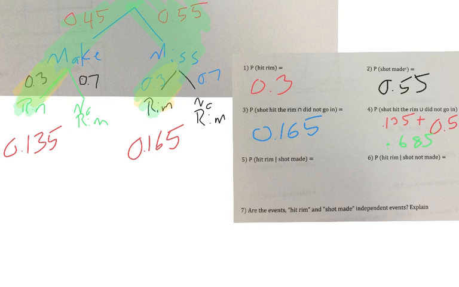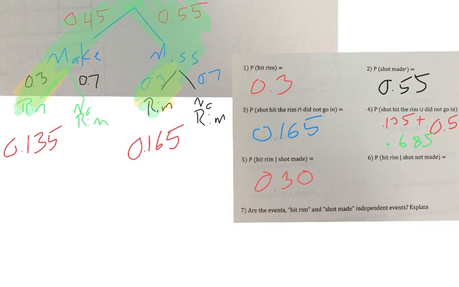So the ands and ors, they're hard with a tree diagram, right? They're more difficult. The givens are easier with a tree diagram. So look at 5. This says given the shot was made. That means I'm only looking at this portion. How many of those hit the rim? 30%. That's it. So the given statements are easy. There's no multiplying. You just go to that level.